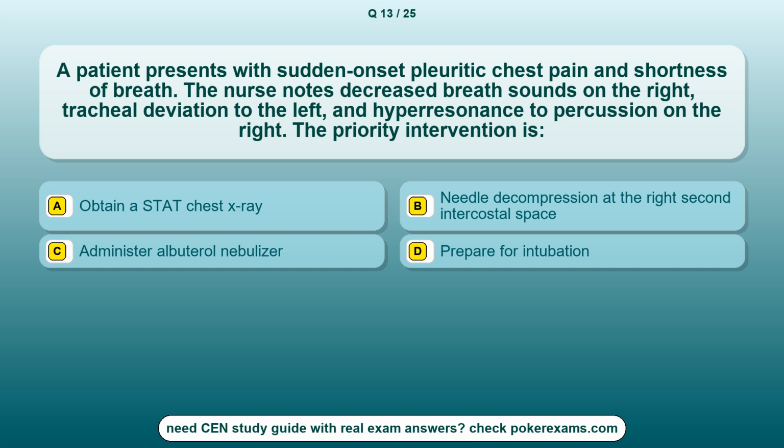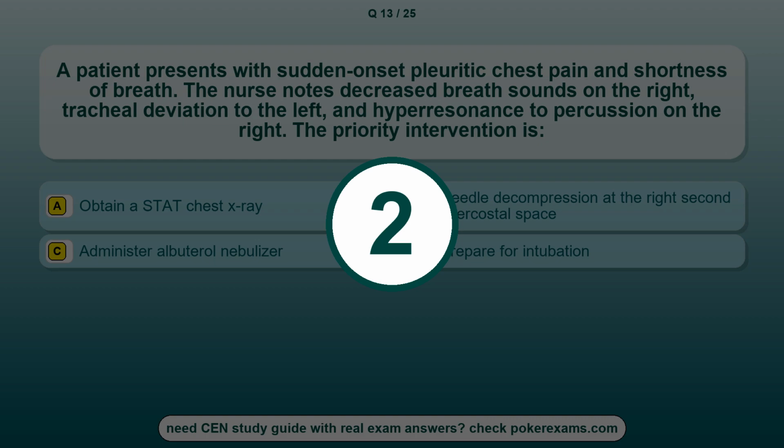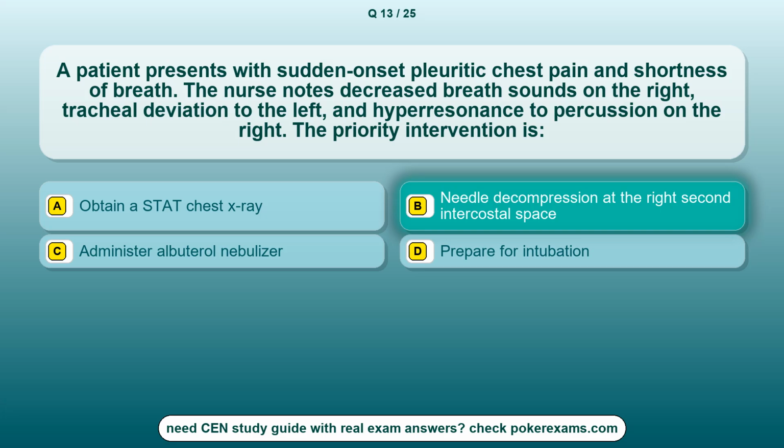Option B, a needle decompression at the right second intercostal space. Option C, administer albuterol nebulizer. Option D, prepare for intubation. The correct answer is option B, needle decompression at the right second intercostal space.